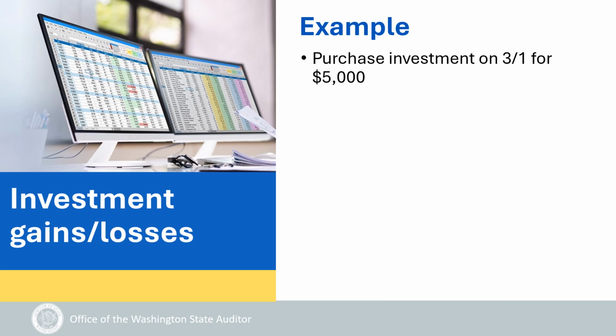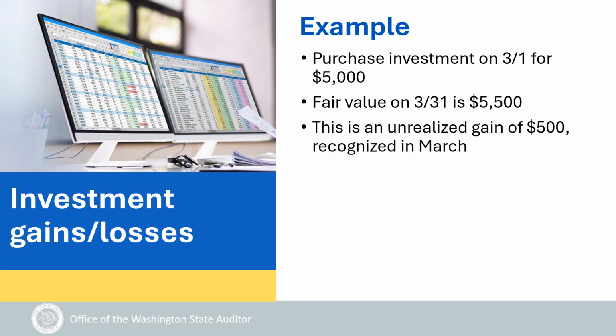Let's look at an example. You purchase an investment on March 1st for $5,000. At the end of March, the fair value is $5,500. You have not sold the investment at this point, so the increase in fair value is an unrealized gain of $500. You report an investment gain of $500 in March.